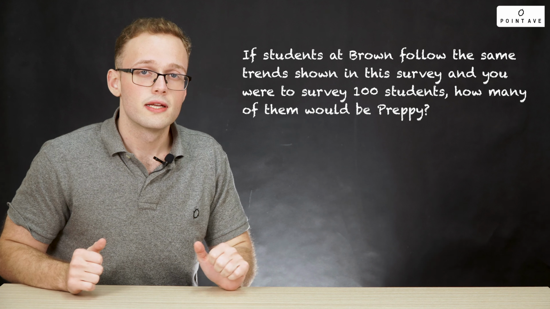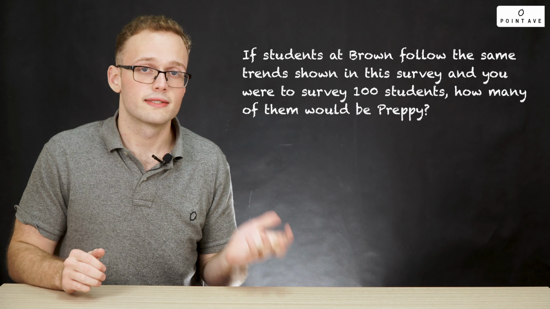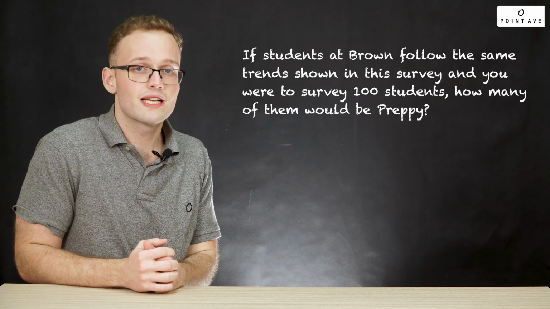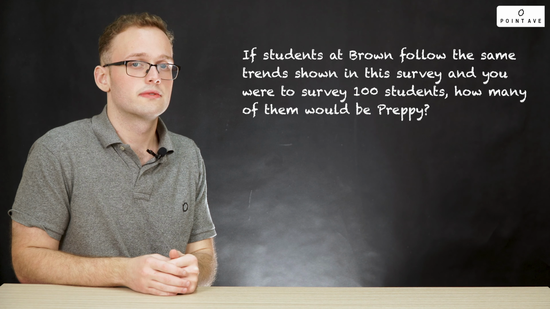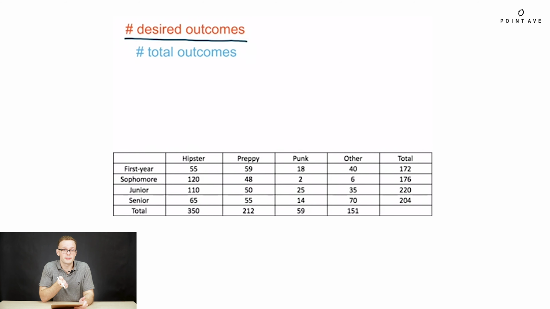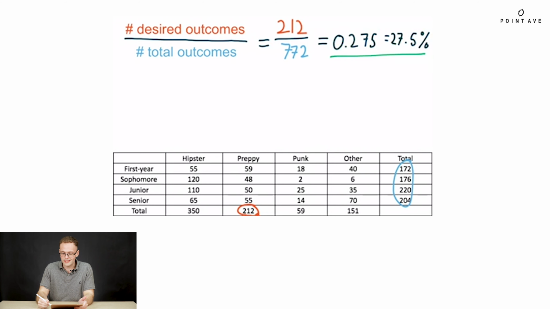What we just did was use data to find probabilities. What we need to do now is use probabilities to predict data. Here we see the same setup that we had before, but a different question. When we get a problem like this, we first need to find the probability associated, in this case, with a student being preppy. Once we find the probability, then we can predict the data. So let's first find the probability. Like before, we can substitute into our probability formula. Our desired outcomes now are the number of preppy students, which is 212. Total outcomes from before, 772. This allows us to easily calculate our probability, 0.275 or 27.5%.